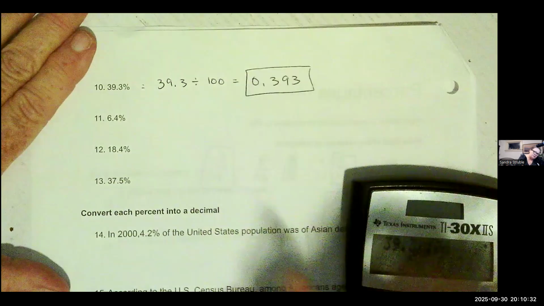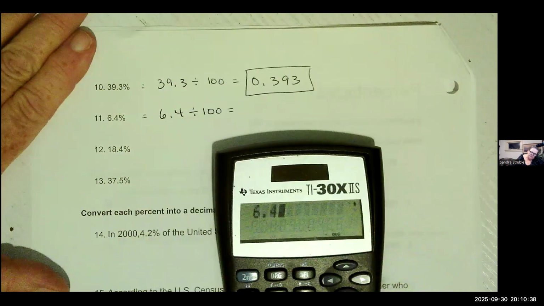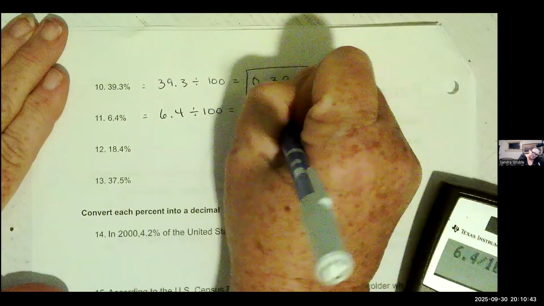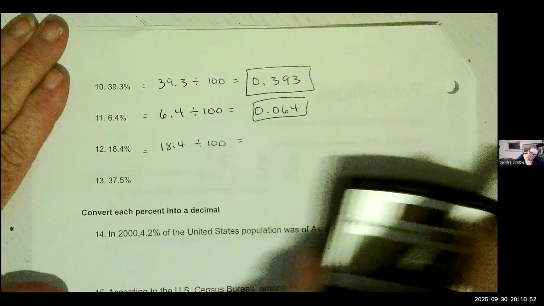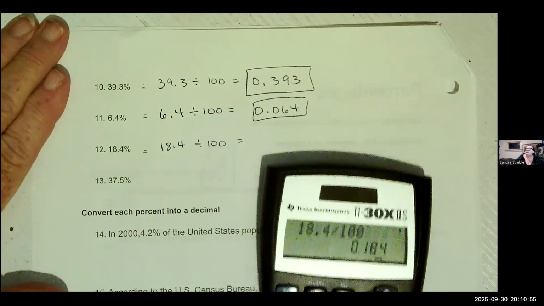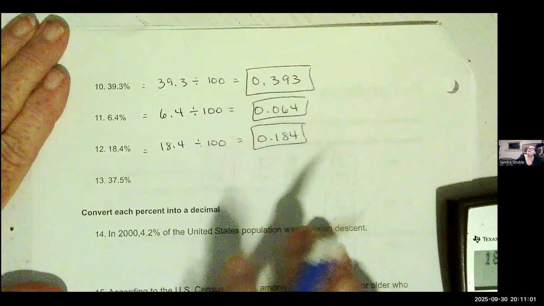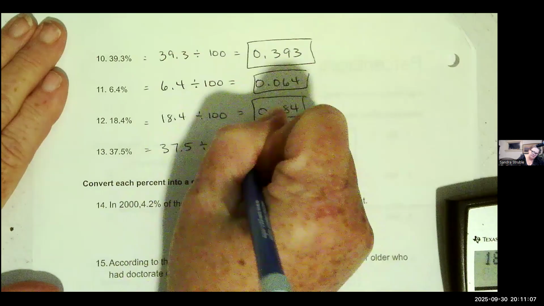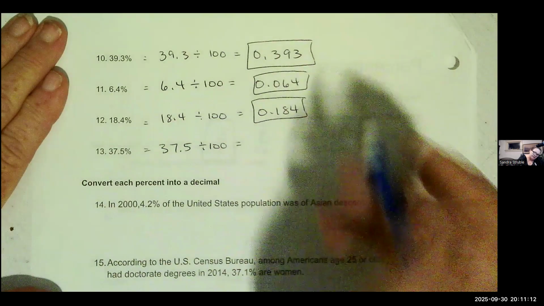The next one is 6.4%. So 6.4 divided by 100 is equal to 0.064. Next is 18.4%. You're going to divide that by 100. And I got 0.184. And then the last one is 37.5%. So 37.5 divided by 100, and that's 0.375.